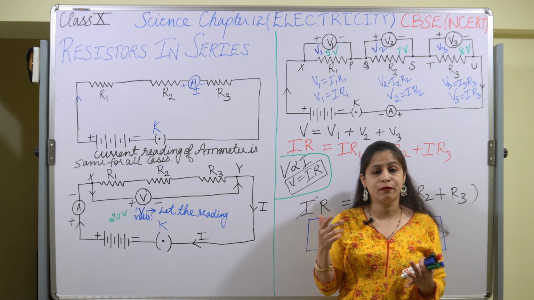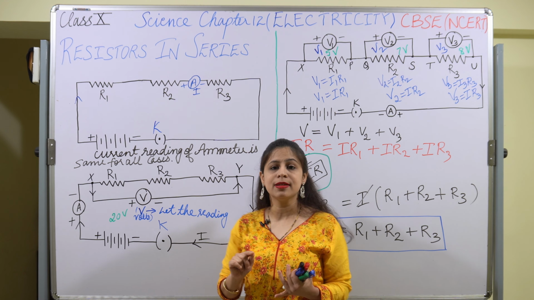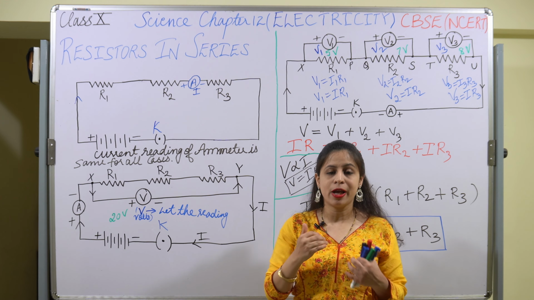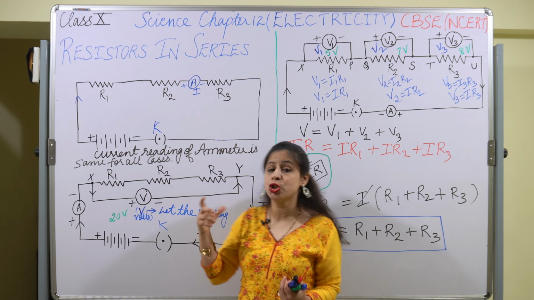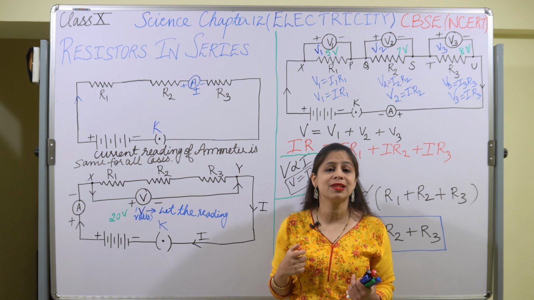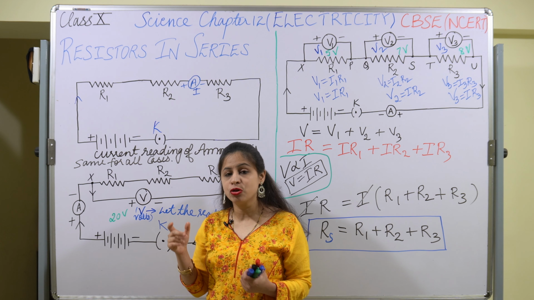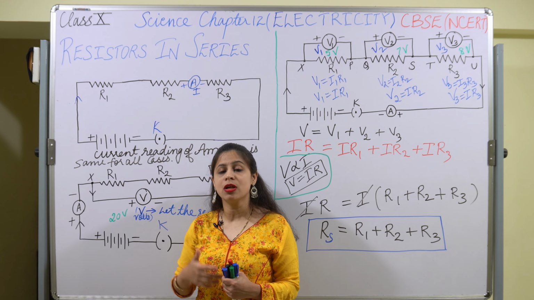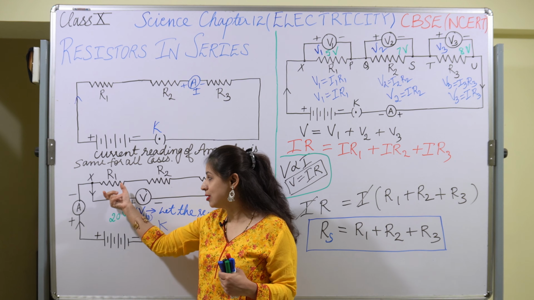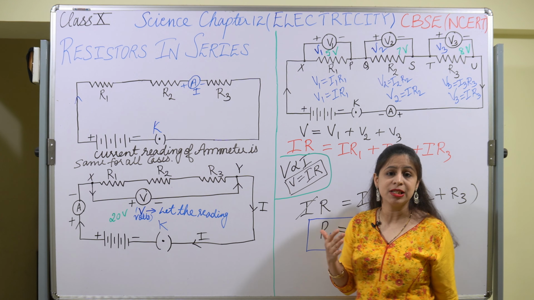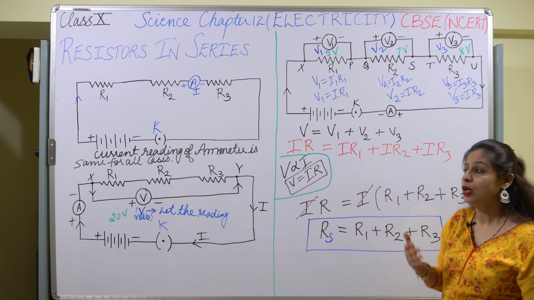So two things we have to keep in mind. When the resistances are connected in series, the current is constant everywhere in the circuit, but the voltage changes. The potential difference across each resistor is different. The voltmeter gave different readings across each of the resistors, and so we were getting the values V1, V2 and V3.